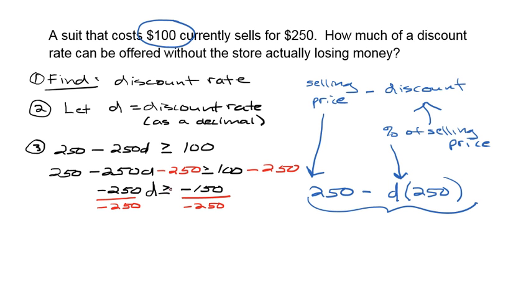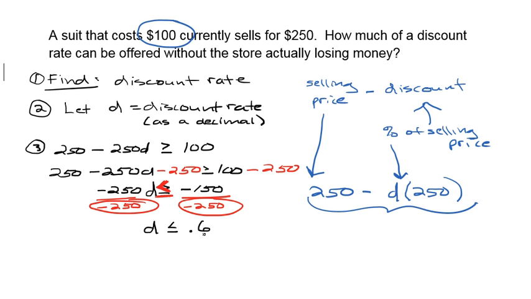Now, I stopped here because I want to just make sure that you remember our rule. Notice that we're dividing by a negative 250, which means I have got to right away make this less than or equal to. When you multiply or divide on both sides by a negative number, remember that that means you have to flip the inequality. So my answer actually ends up being D is less than or equal to 0.6.